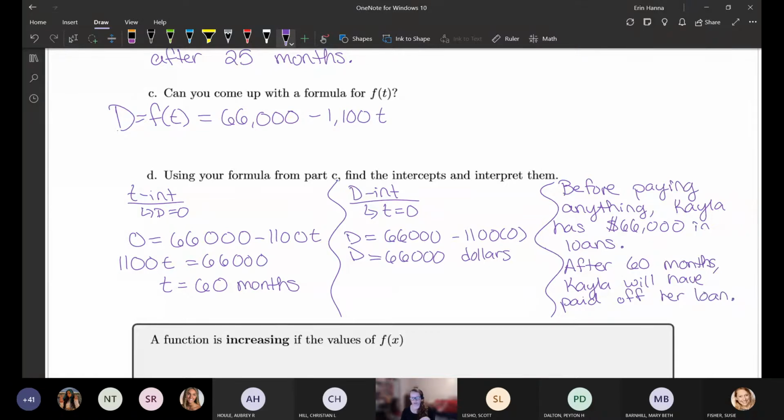Now again, with these interpretation pieces, as long as you're getting the point across, I don't really care how you phrase it. If you wanted to say after 60 months, Kayla will have a balance of $0 on her student loans or anything like that, as long as it gets the point across that it's been 60 months and there's now $0. And for the first one, 0 months have passed and she's got $66,000 in loans. Questions, concerns about that warm up?